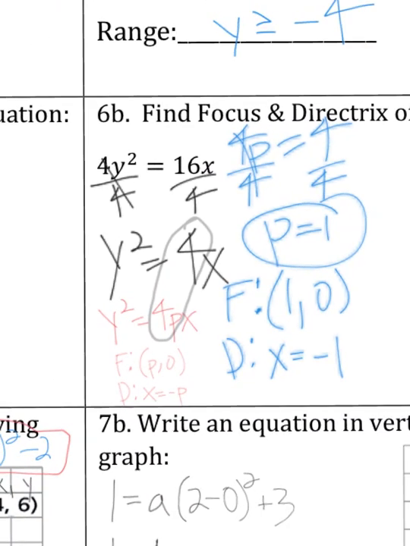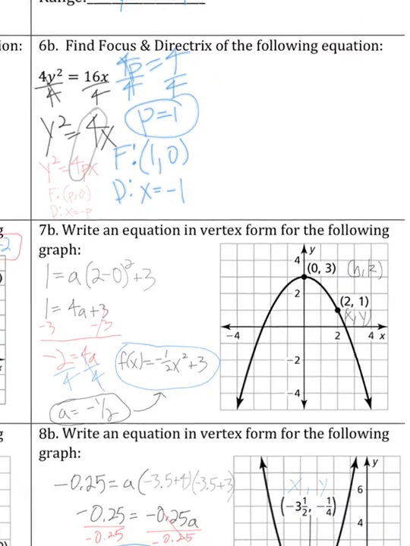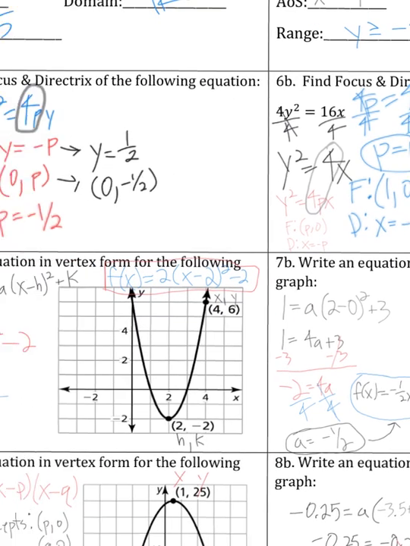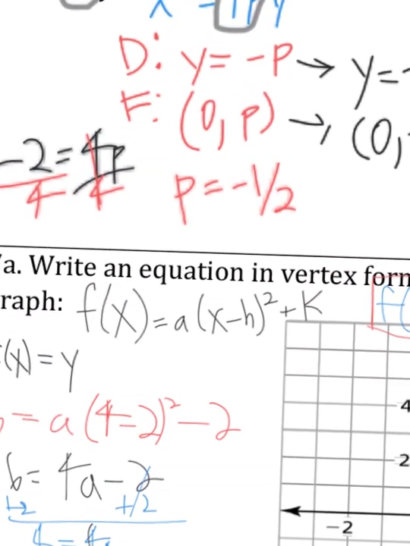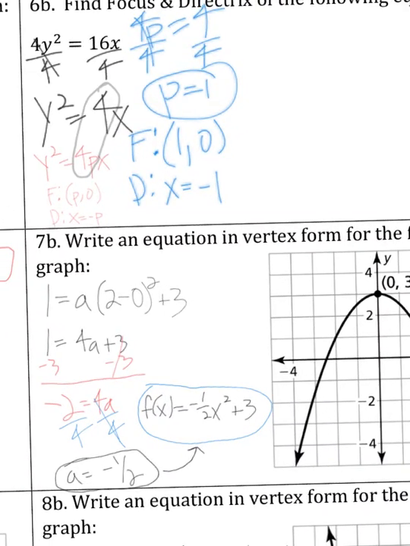So yeah. 7b. Write an equation in vertex form for the following graph. Alright. There's your vertex, so that's (h, k). There's your x and y. Plug everything into the vertex form, the a times x minus h squared plus k. Plug everything in there.